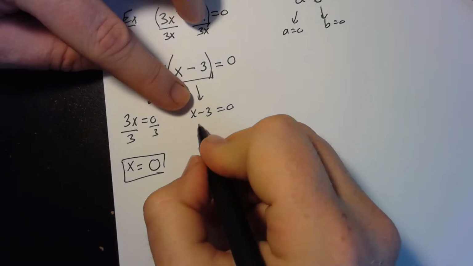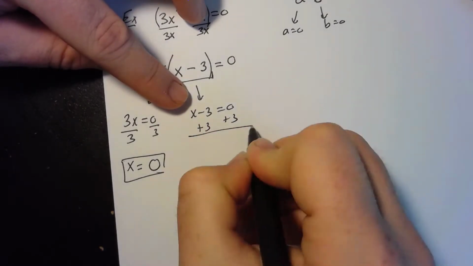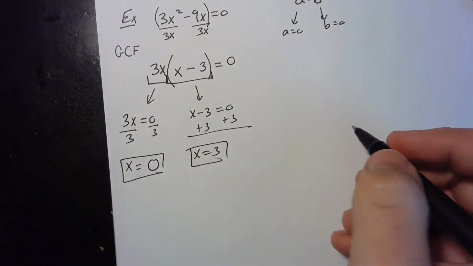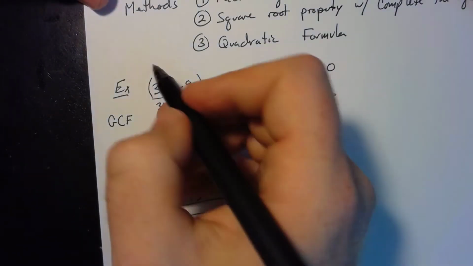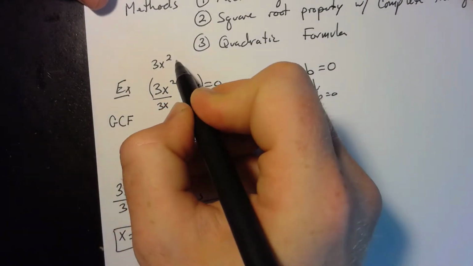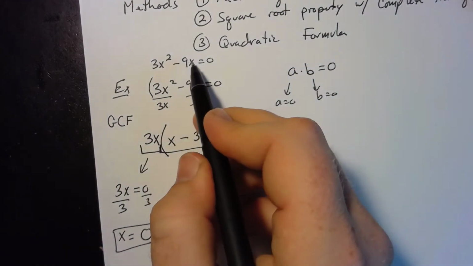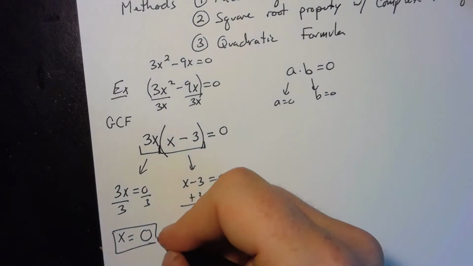Over here, I'm simply going to solve this as though it's a linear equation and add the 3 to both sides, giving me x equals 3. And if you were to take these numbers and plug them back into the original equation, again, keeping in mind that the original equation was 3x squared minus 9x equals 0, plugging in 0 gives me 0 minus 0 equals 0, check.